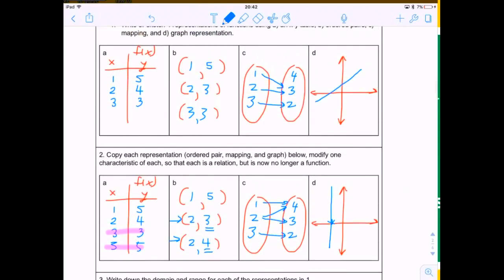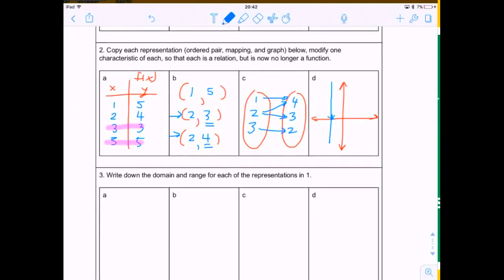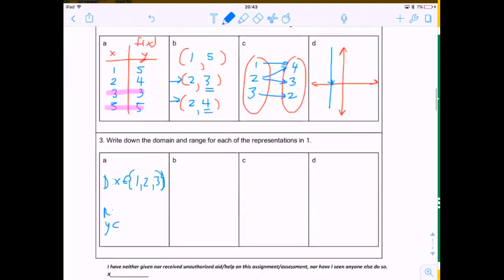So let's see, what's the domain for A? It would be 1, 2, 3. So the domain would be 1, 2, 3. And you could put x is an element of 1, 2, 3. Range. Y is an element of 3, 4, 5.